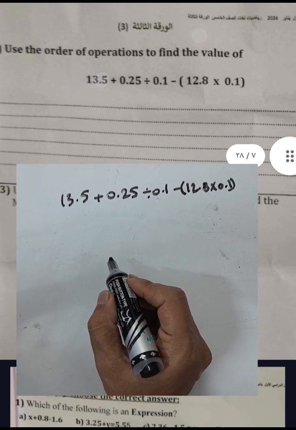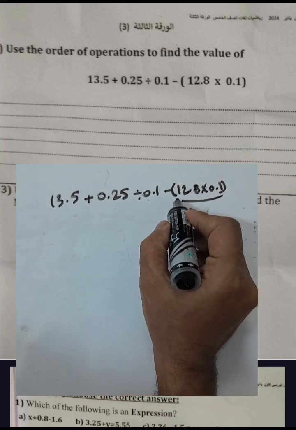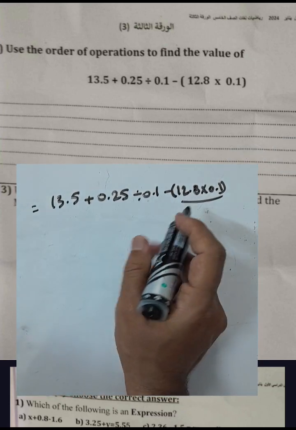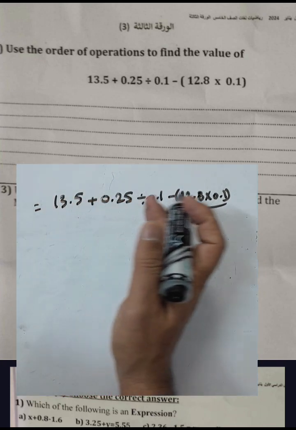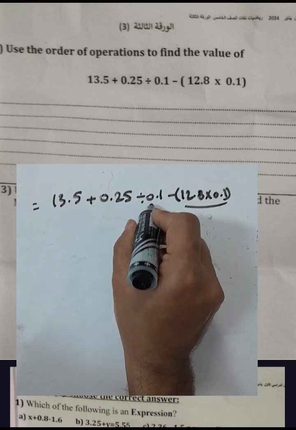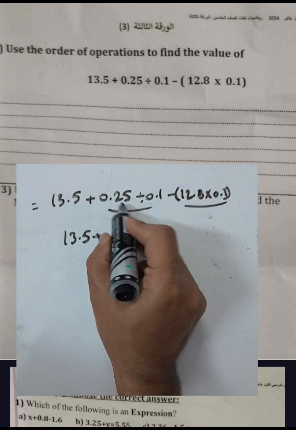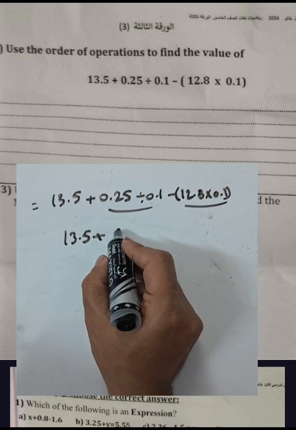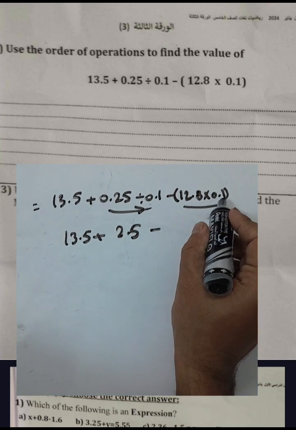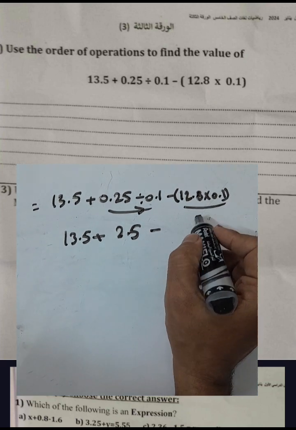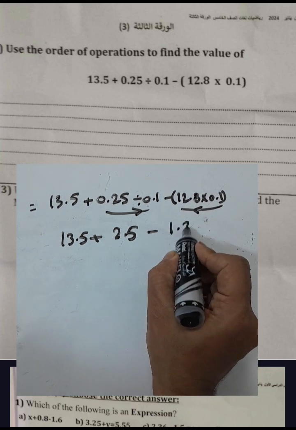We can find the value here using the order of operations. Parentheses first, exponent next, multiplication and division in the same step, then addition and subtraction from left to right, first come first served. Then you can write 13.5 (dividing by 1/10 means multiplying by 10), so 0.25 becomes 2.5, moving the point right by one place. Multiplying by 1/10 means moving the point left by one place, so the result will be 1.28.